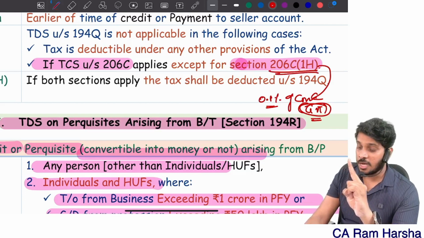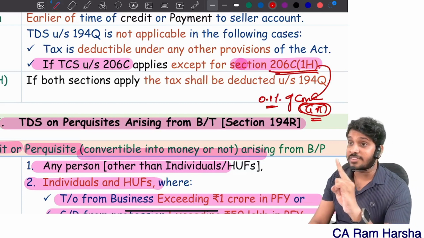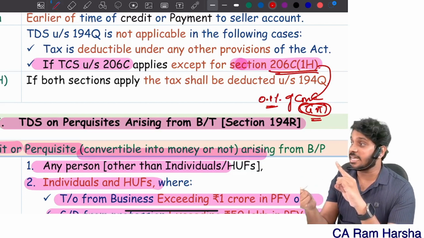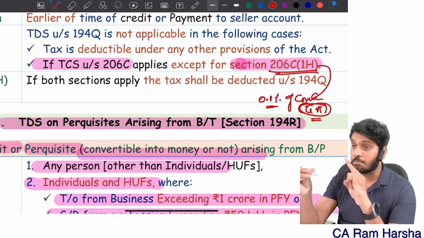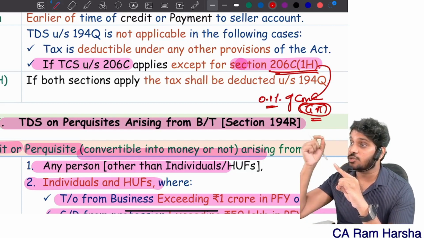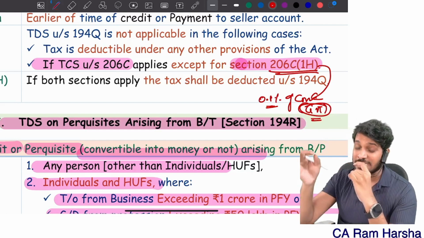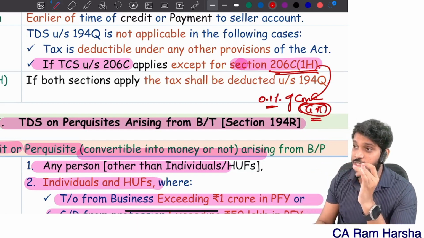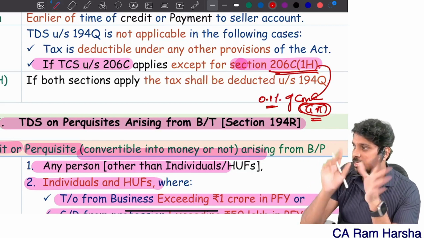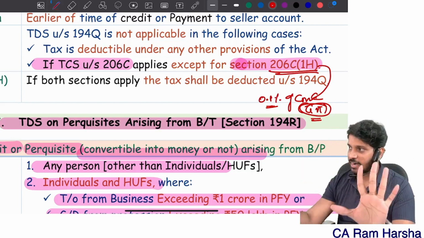Are you getting it? So if you are selling more than 50 lakhs worth of goods to the buyer in a year, including GST, you must deduct TDS at 0.1%. Sorry, you must collect TCS at 0.1% from the buyer. Okay, this is what 206C 1H says.